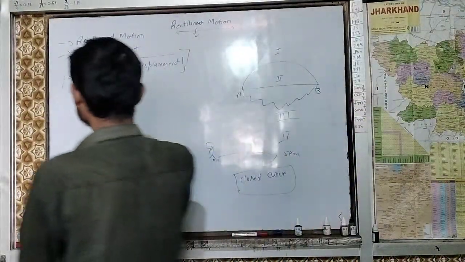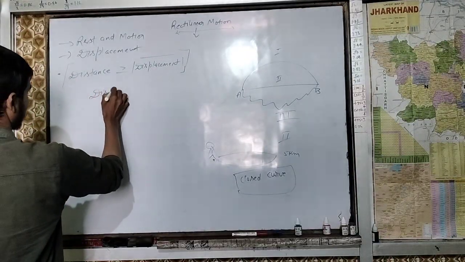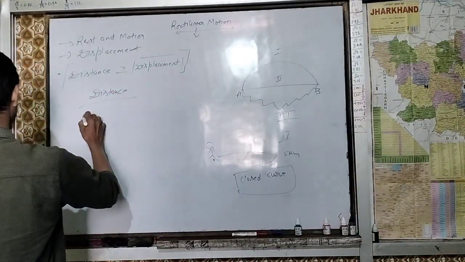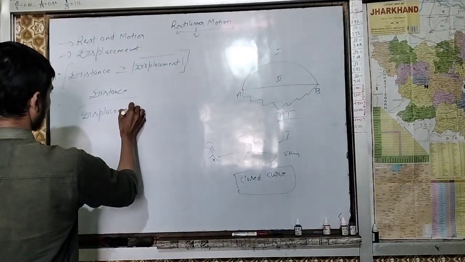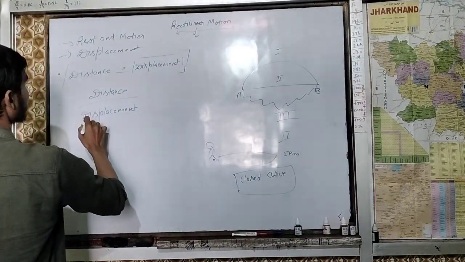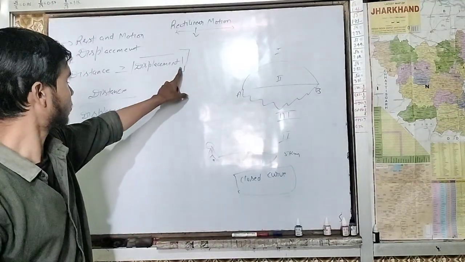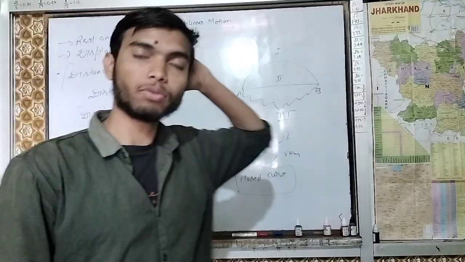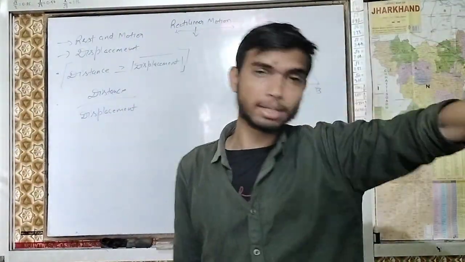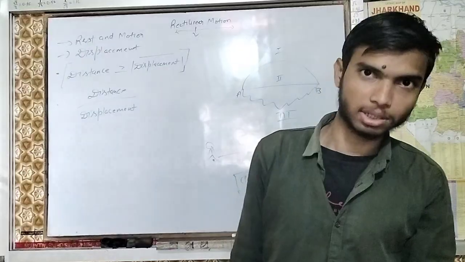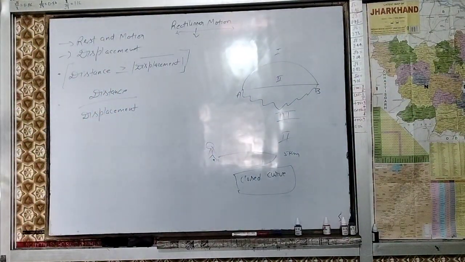Now next, distance upon displacement. Try to understand. When we use this mode, it means we are ignoring what? We are removing the minus sign and direction. This is the use of mode.